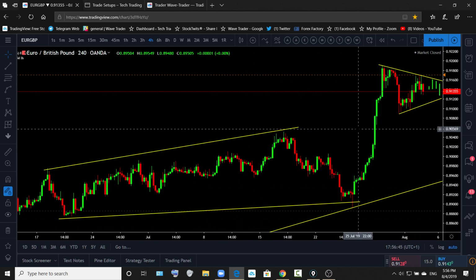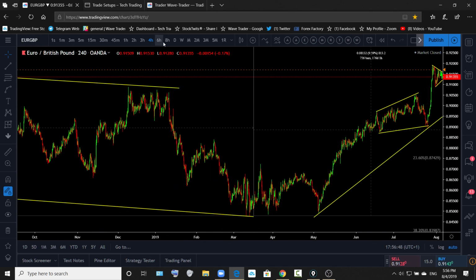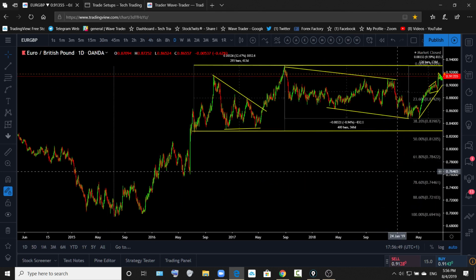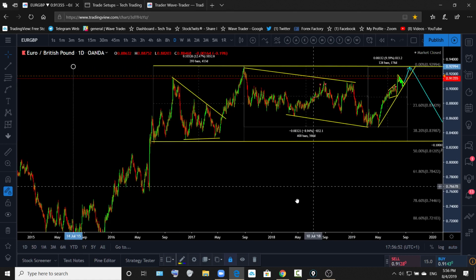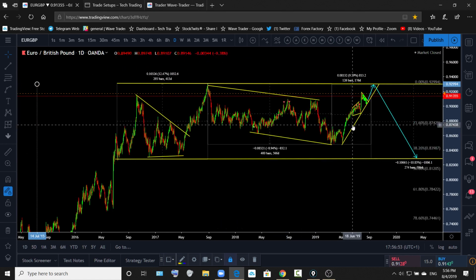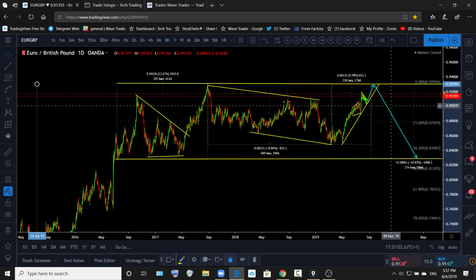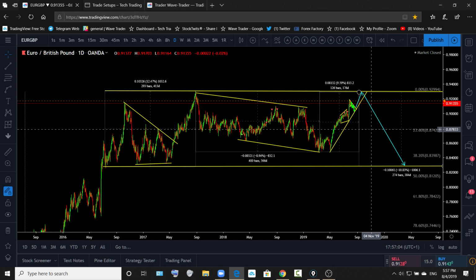But highly likely, based on the probabilities, what are the probabilities that the price is going to drop from that top? Higher probabilities, and you should trade in the direction where you have high probabilities, not in the direction where you have less probabilities.